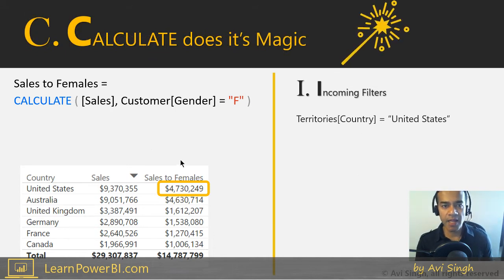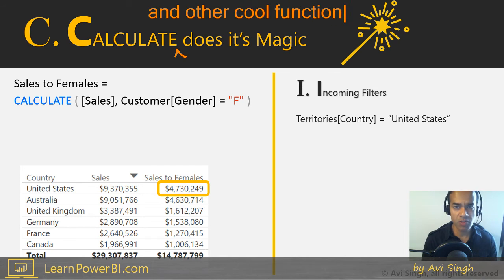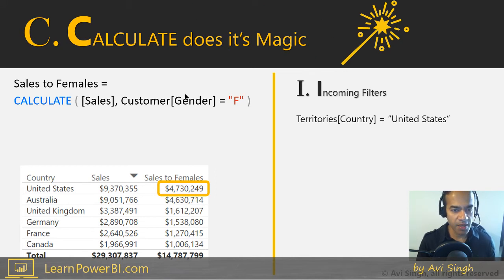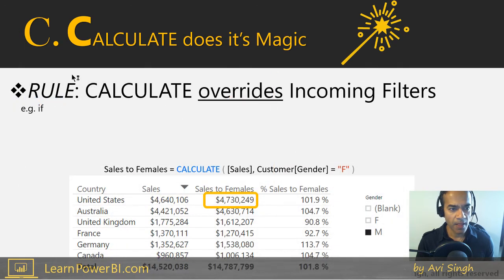So it's I CAN. CALCULATE does its magic, and I've since modified this a little bit, so there's a little bit of insert in there. CALCULATE and other cool functions, mostly the X functions: SUMX, MAXX, FILTER, and so forth. They step in. Here CALCULATE inserts a filter, so now it's changing the filter context. Again, a filter context is just a filtered set of rows. Customer gender equals F. So that's C.